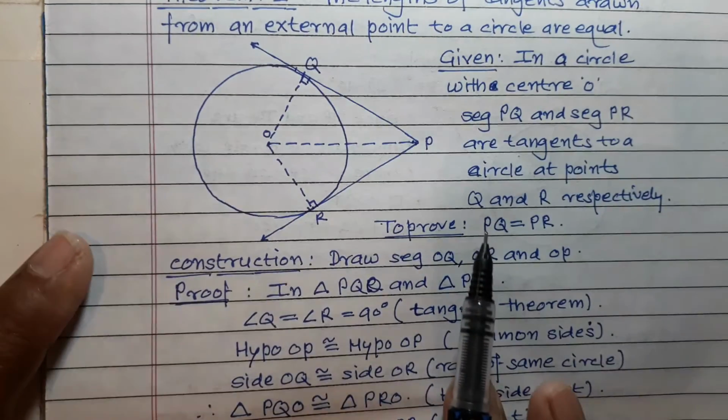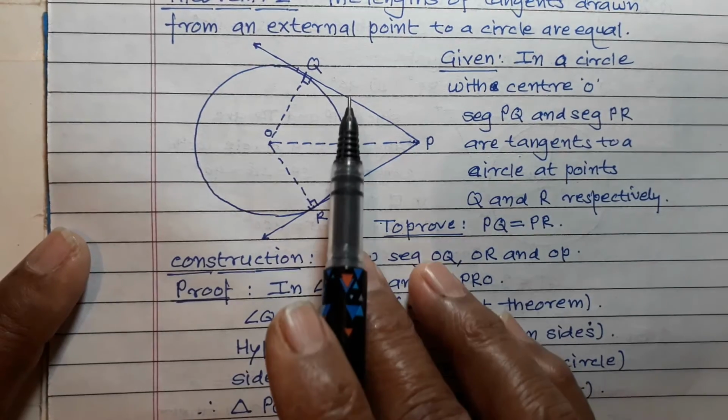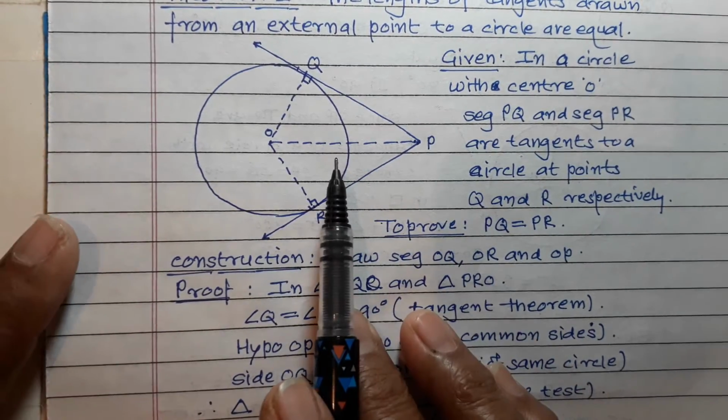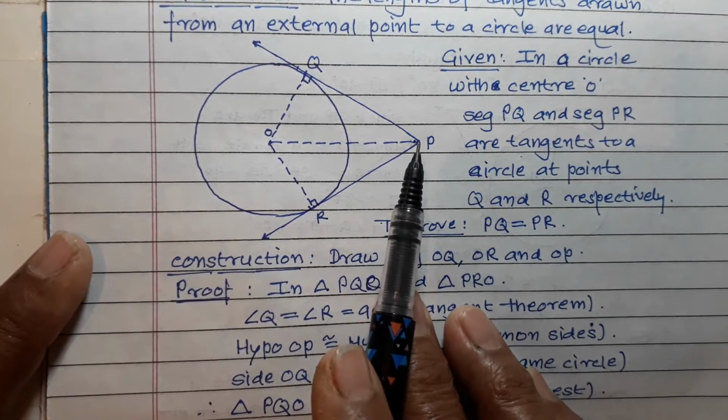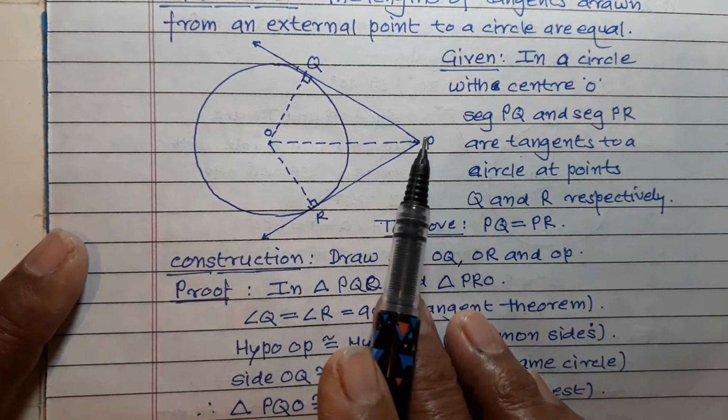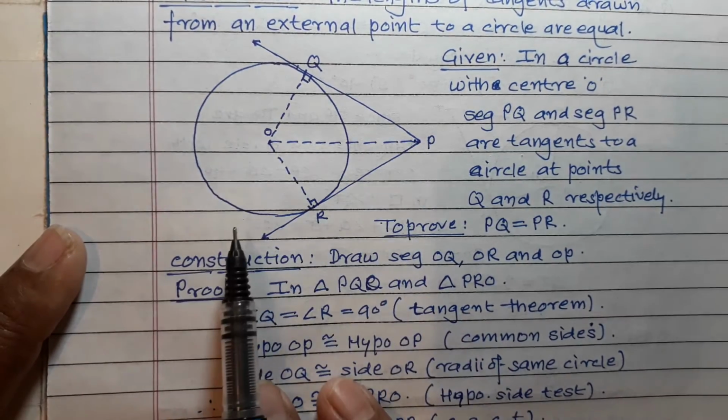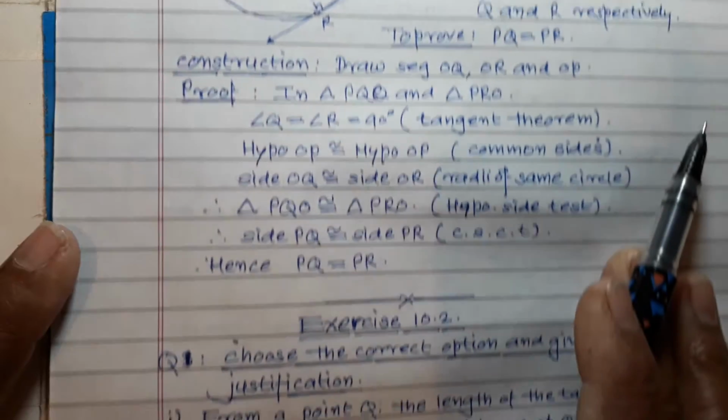So this theorem is very important to remember. These two tangent segments are equal if this point P is an external point and these are two tangents. Okay.